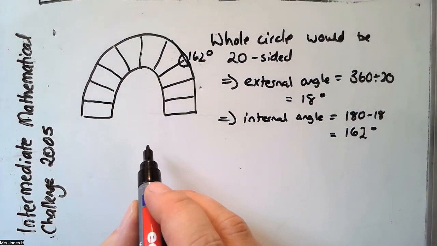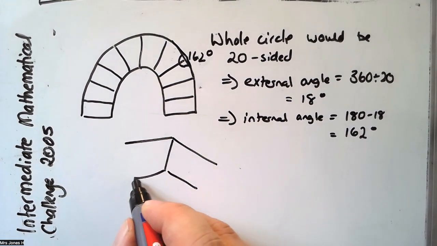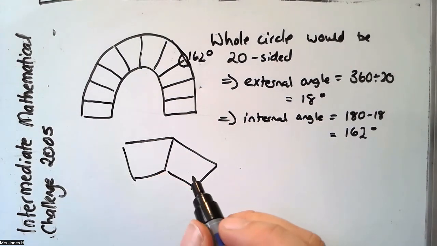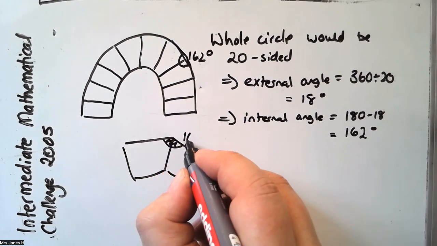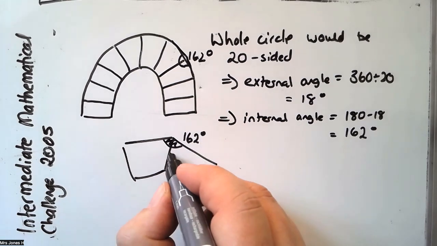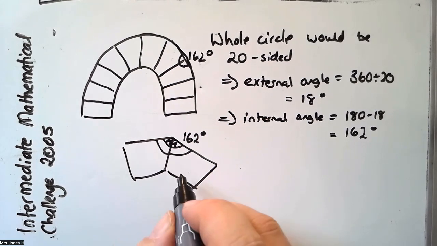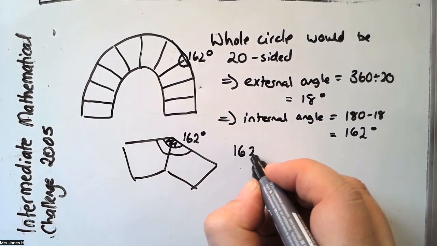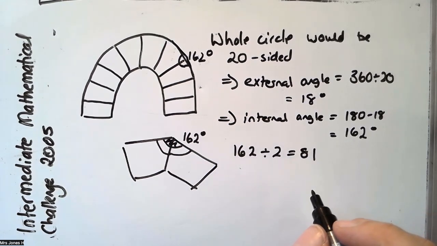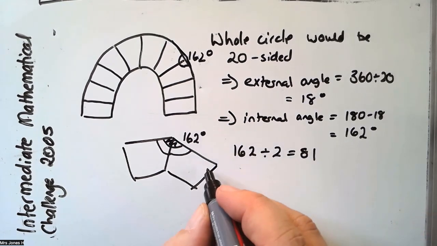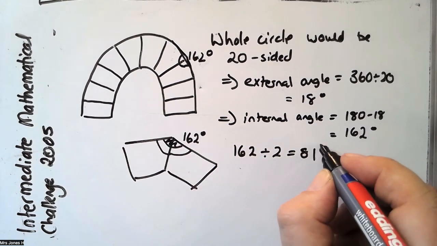So let's draw it out using some straight lines this time. So if this whole thing is 162, then this plus this, because they are congruent, they are the same. And we need to find the size of the smallest angles on the trapezium, and these are our smallest angles here. Therefore, the answer is 81.